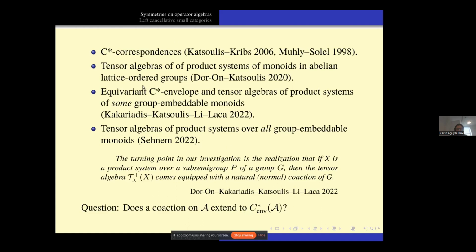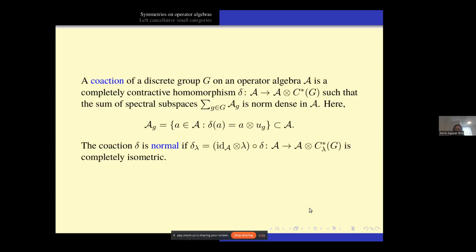So obviously there's much more to be said about this, but in the interest of time, I can't do it full justice. Hopefully I've motivated the fact that for this very large class of systems, there is always a coaction in the background, and there's an important question concerning whether this coaction extends, in order to find a description of this envelope. So let's actually dive into it.